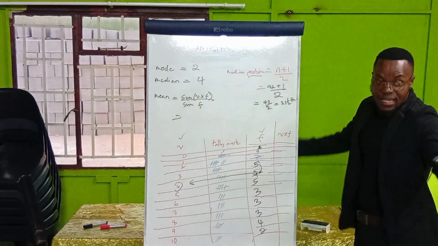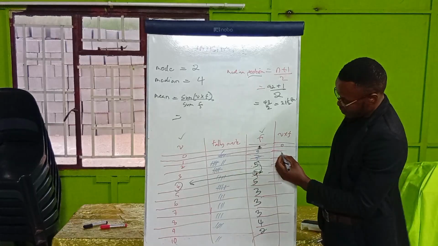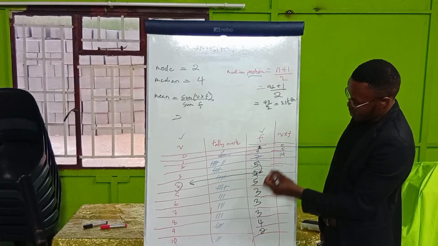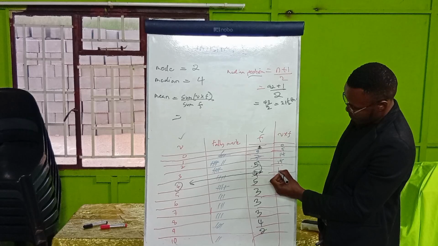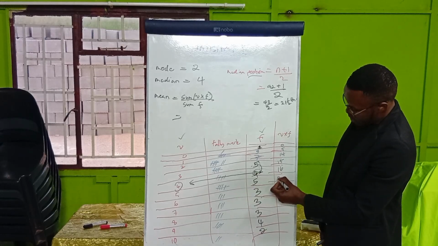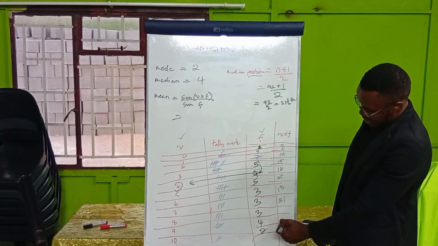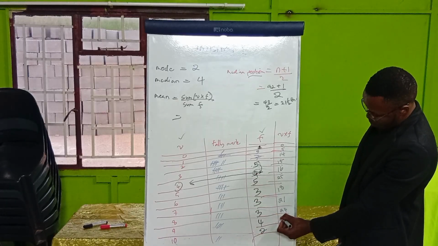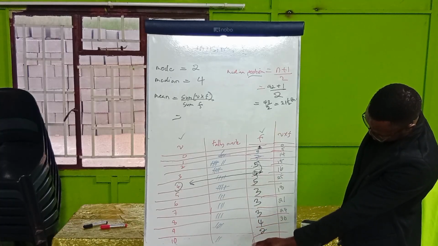So 0 times 1, any number multiplied by 0 is what? 0. 1 times 5? 5. 2 times 7? 14. 3 times 5? 15. 4 times 4? 16. 5 times 5? 25. 6 times 3? 18. 7 times 3? 21. 8 times 3? 24. And 9 times 4? 36. And finally, 10 times 2, 20.